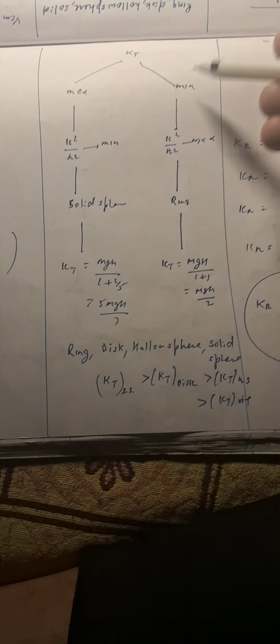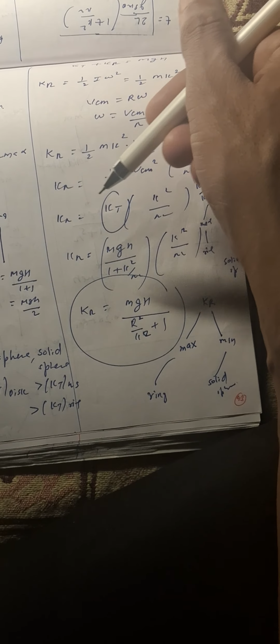Then we have another problem based on translational kinetic energy. Then analysis of translational kinetic energy, maxima and minima for them. Then order of kinetic energy of translation. Then calculation of various parameters, relation between translational and rotational kinetic energy.